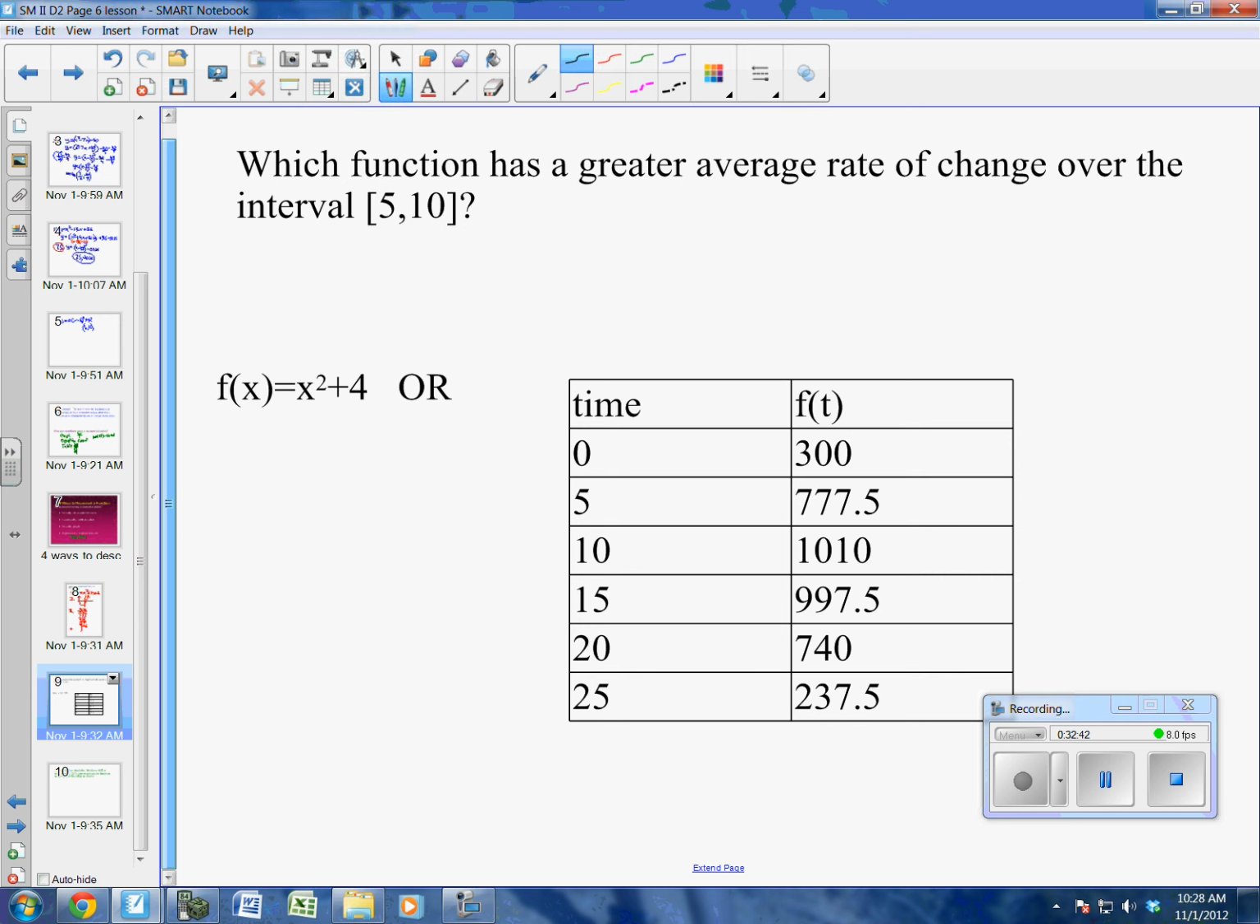So in other words, make an XY table? Okay. Put 0 in there. What do you get? 4. But over here, when x was 0, y was 300. So are these the same? No. Okay. Put 5 in here. What's 5 squared, plus 4? It's 29. Put 10 in here.